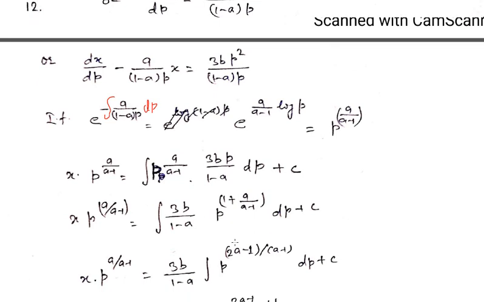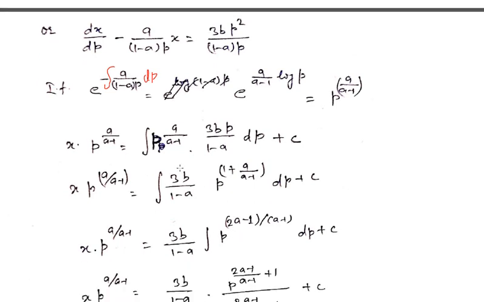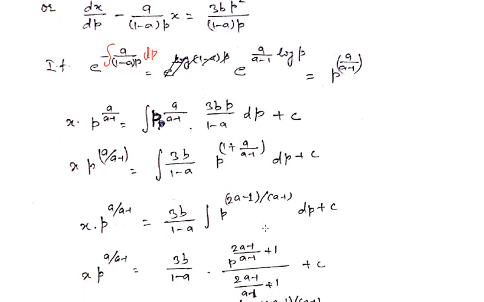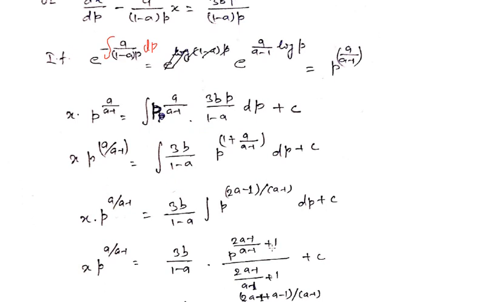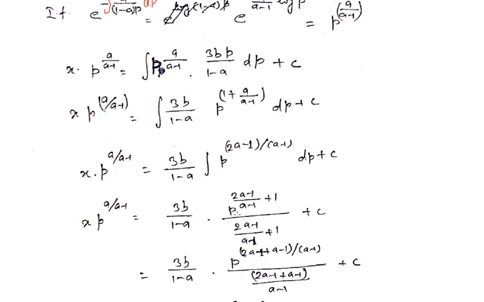Now we solve this term. So first, taking p raised to power a upon a minus 1 and p raised to power 2 together, we get p raised to power 2 plus a upon a minus 1. When we solve it, we get p raised to power 3a minus 2 upon a minus 1. Now we will integrate it with respect to p, hence we get p raised to power 3a minus 2 upon a minus 1 plus 1, upon 3a minus 2 upon a minus 1 plus 1.